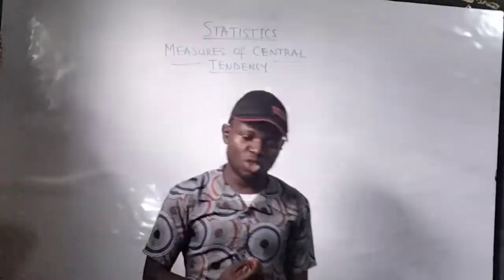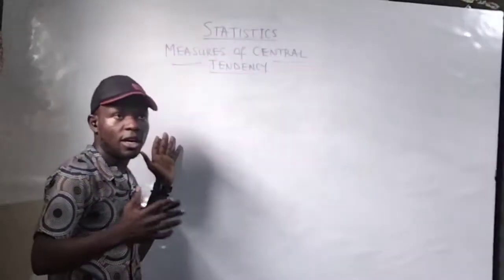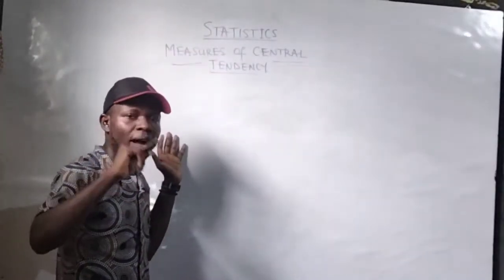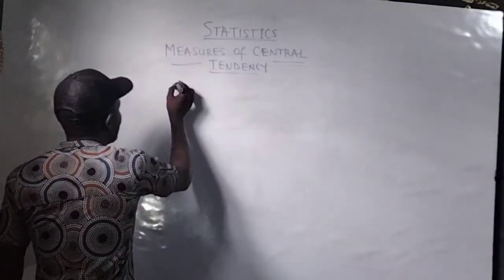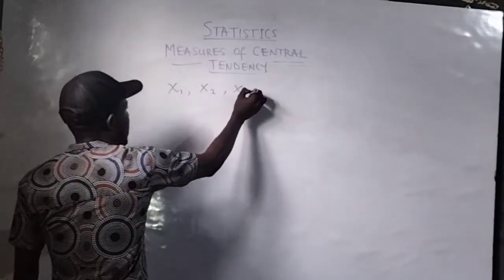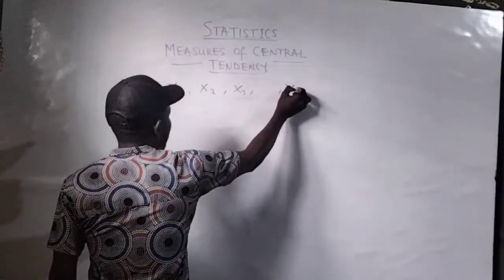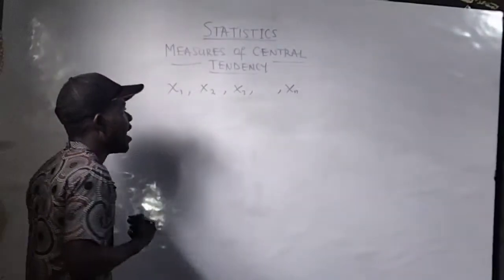term mean tends to do, and it is being denoted by x bar. So for instance, you are given a set of data, say x1, x2, x3, and it goes on and on down to xn. If this was our given set of data, then you are asked to find the mean.